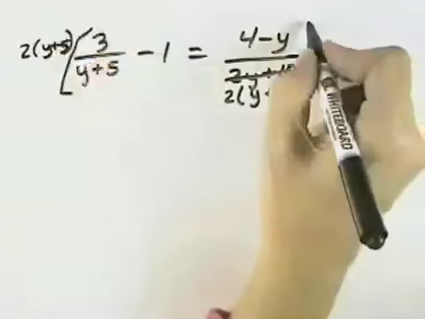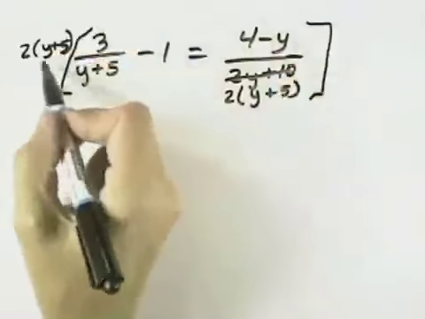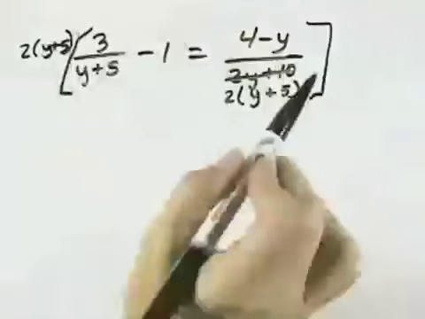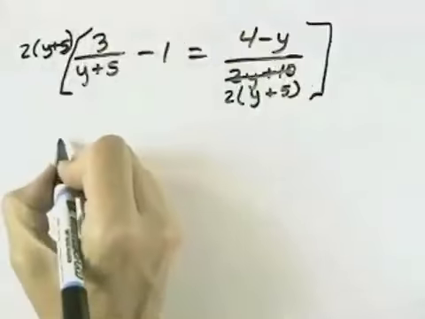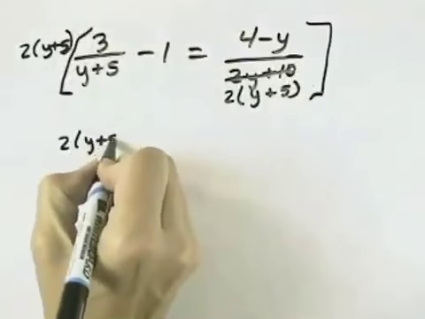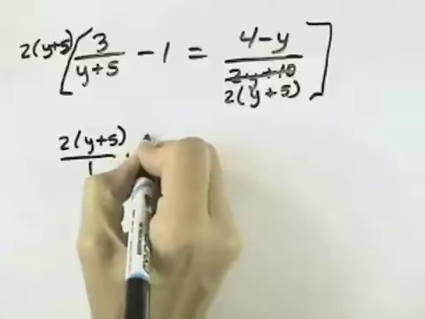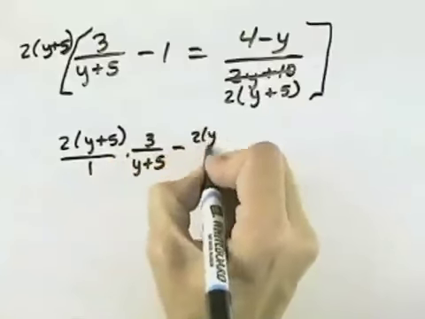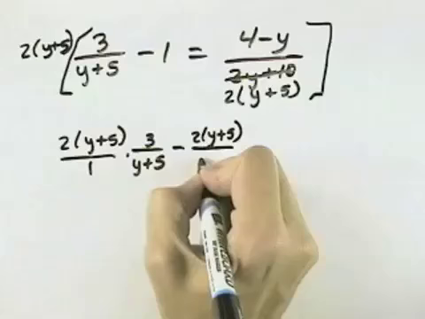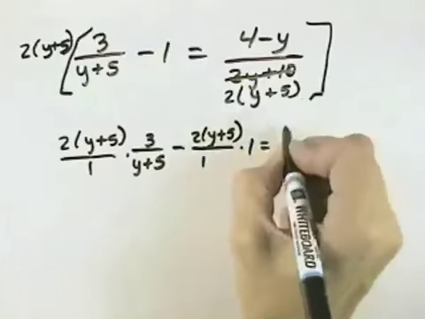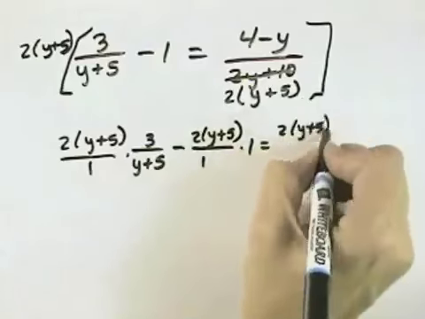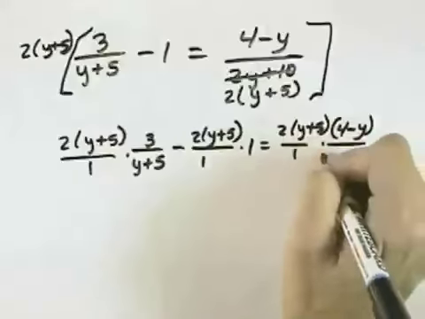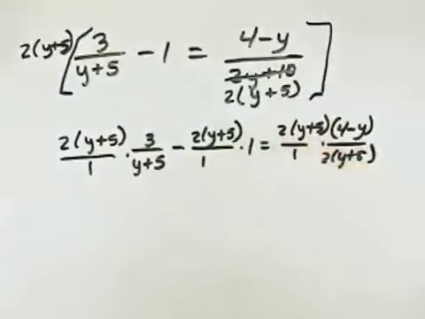Now notice we're just multiplying by 2 and y plus 5, not the same thing over itself. The reason is because of this equal sign. You can multiply as long as you multiply both sides of the equal sign. So what we'll have is the 2 and the y plus 5 multiplied by the 3 over the y plus 5. Then we'll have minus the 2 times the y plus 5 multiplied by the 1 equals the 2 times the y plus 5 multiplied by the 4 minus y over the 2 times the y plus 5.